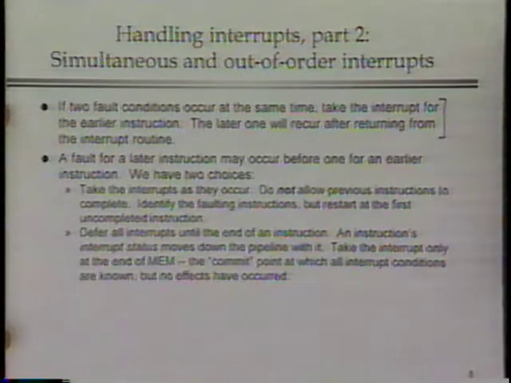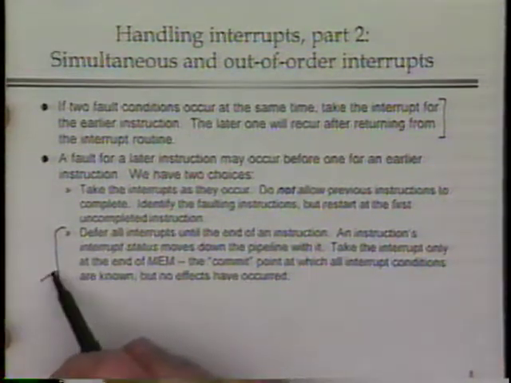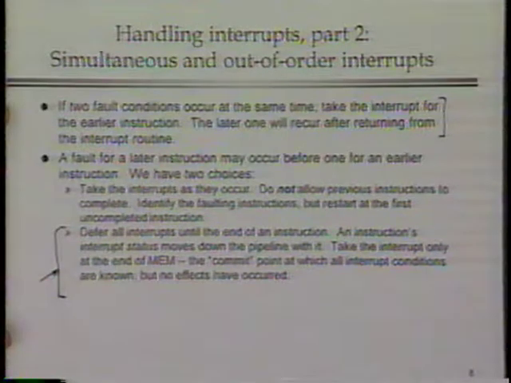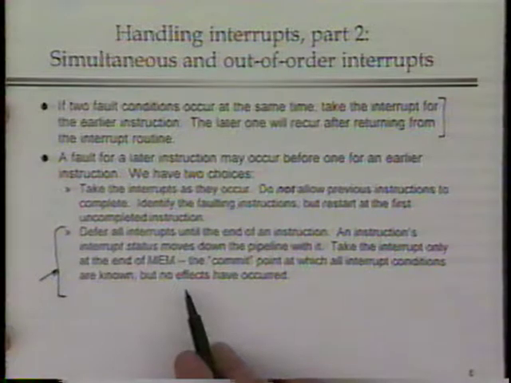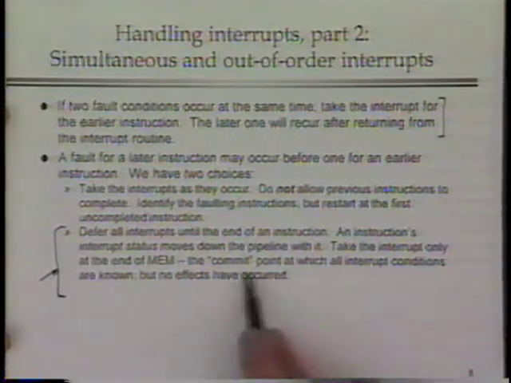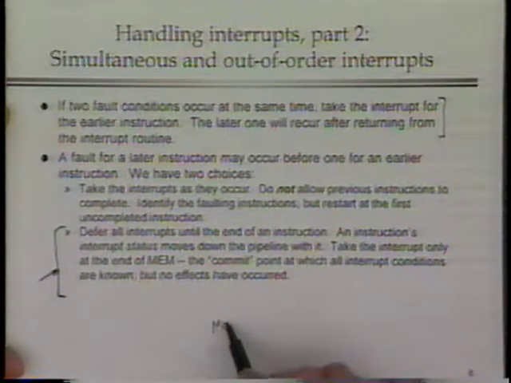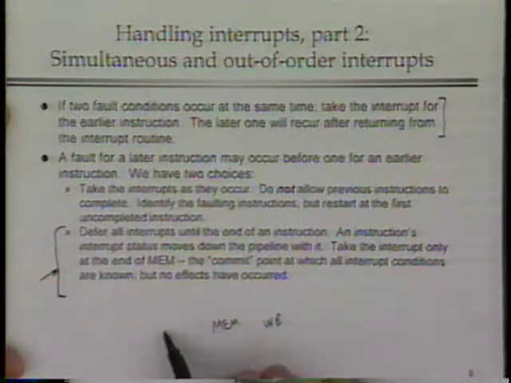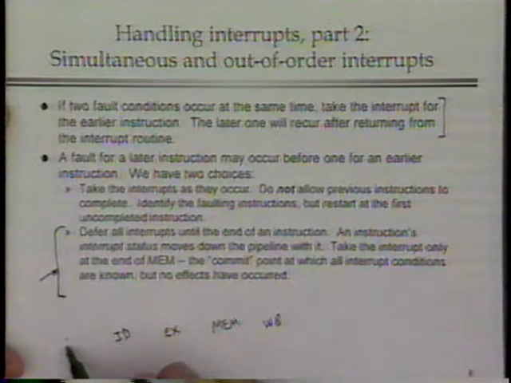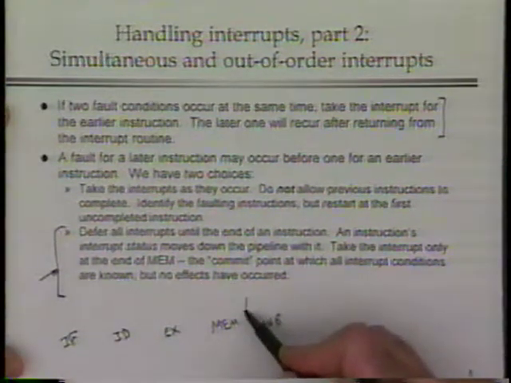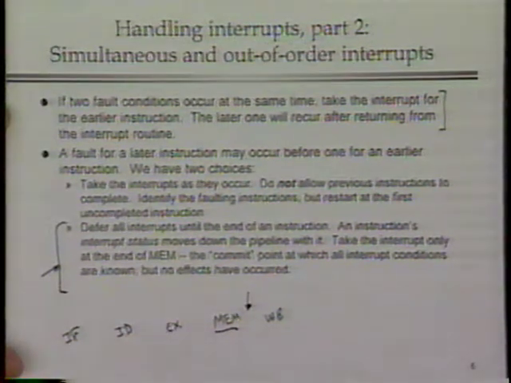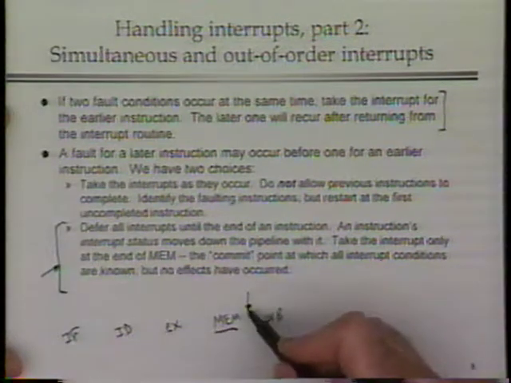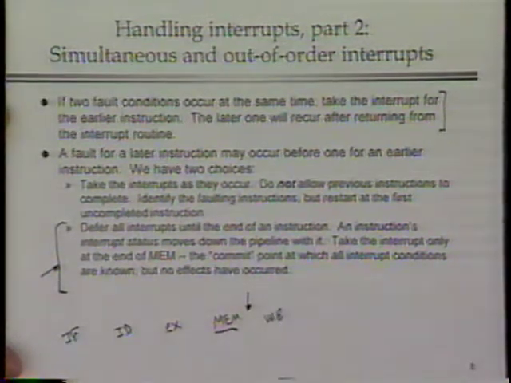A better solution, though, is to defer all interrupts down to the end of the pipeline. It makes a much simpler, certainly for the software, way of handling interrupts. Basically, we know that for the DLX pipeline, the commit point, the point at which all interrupt conditions are known, is at the end of mem. So we have mem, write back, execute, ID, and instruction fetch. At the end of mem, all the conditions that could possibly cause an interrupt, including the one at mem, are known. And we can decide that that's the point at which interrupts are to be recognized.